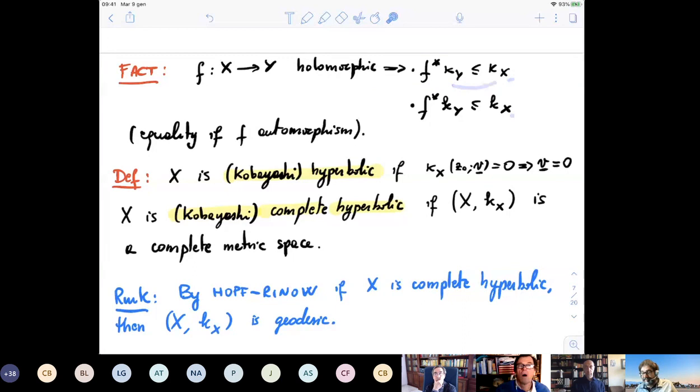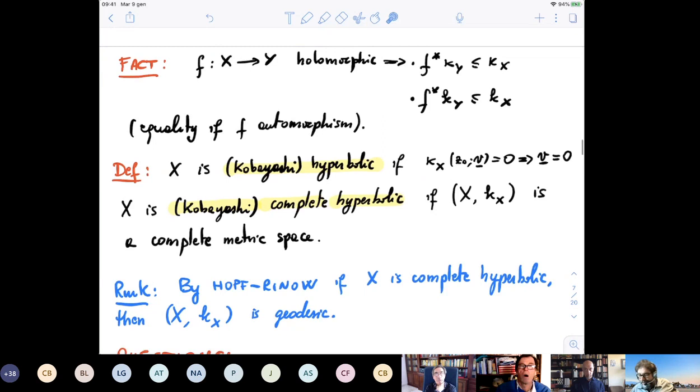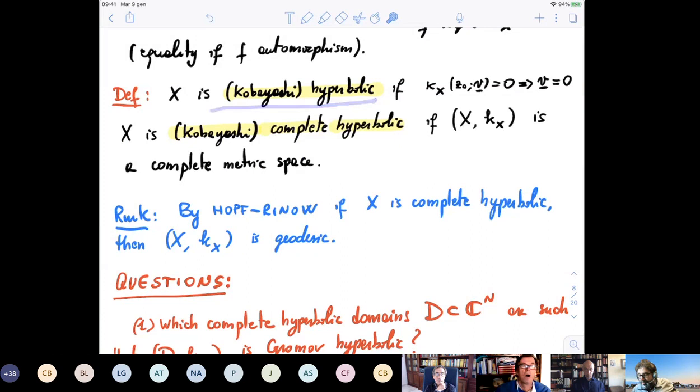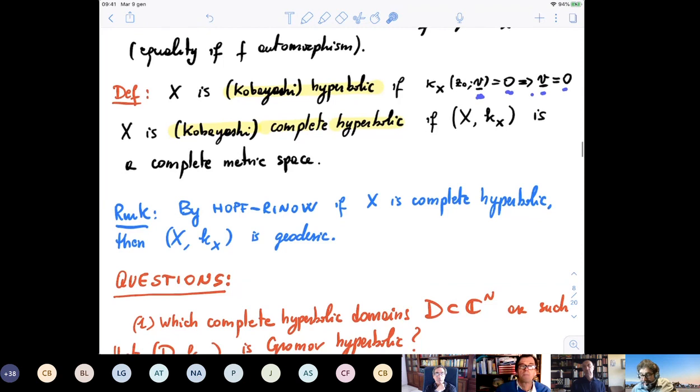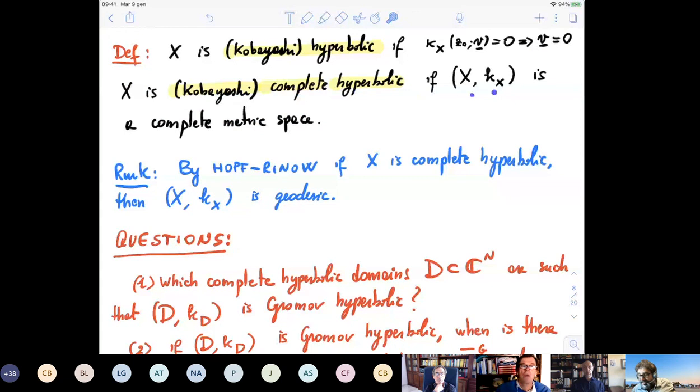So it's a metric that contracts the distance. It can be proved that, in fact, the Kobayashi distance or metric is the biggest one among those which are contracted by holomorphic maps. Okay, and this is just what I said. This is the definition: X is Kobayashi hyperbolic if you get norm zero if and only if the vector is zero. And we call X complete hyperbolic if (X, K_X) is a complete metric space.